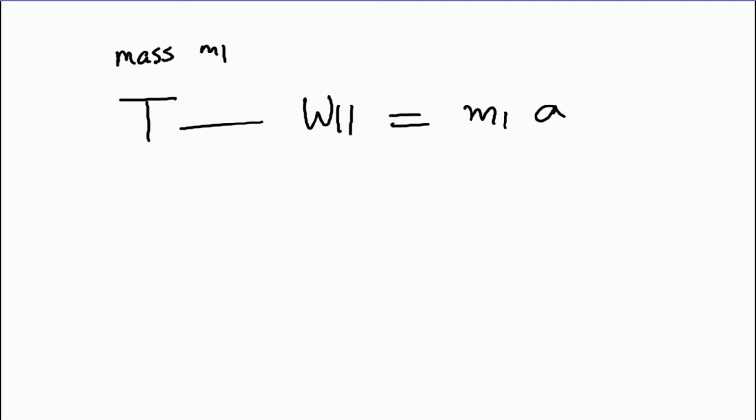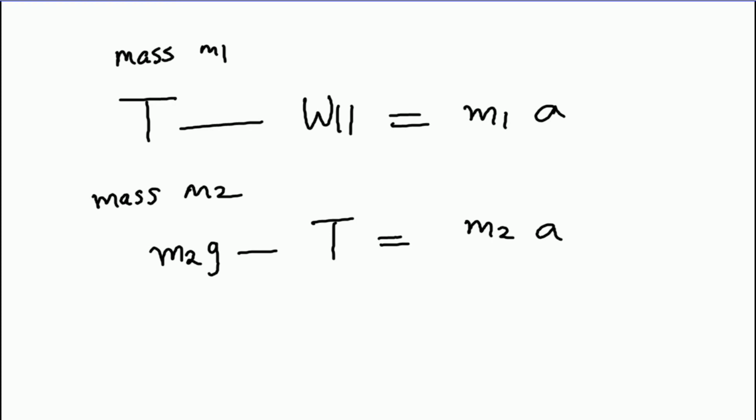So what did we learn so far? For the mass M1, tension is greater than W parallel, and that equals M1A. For mass M2, gravitational force is greater than tension. So net force is gravitational force minus tension, and that equals M2A.